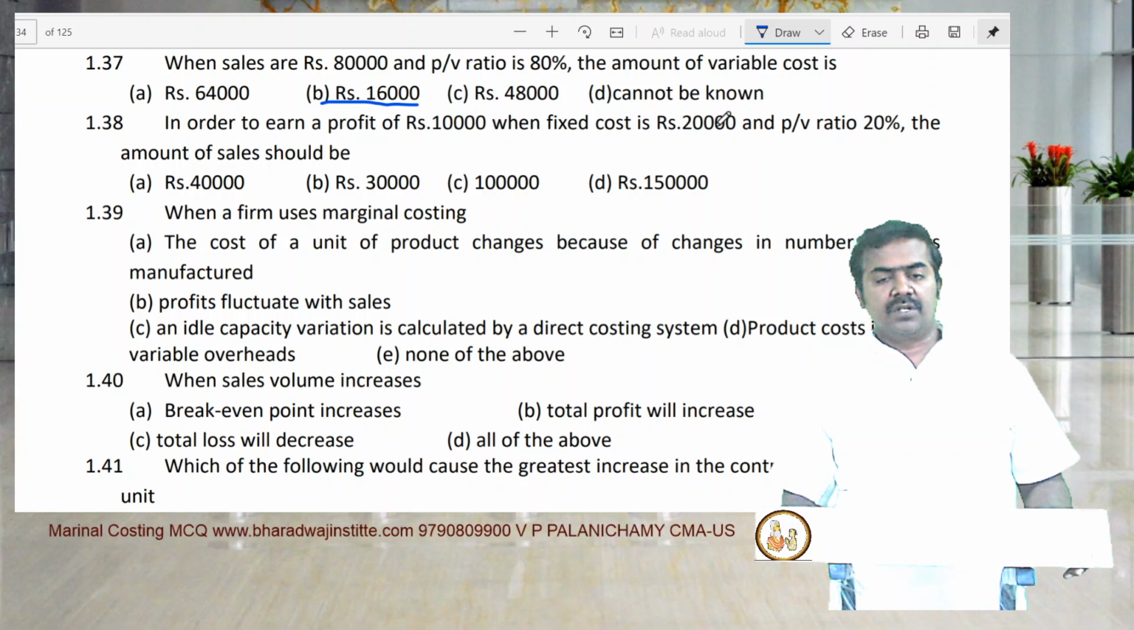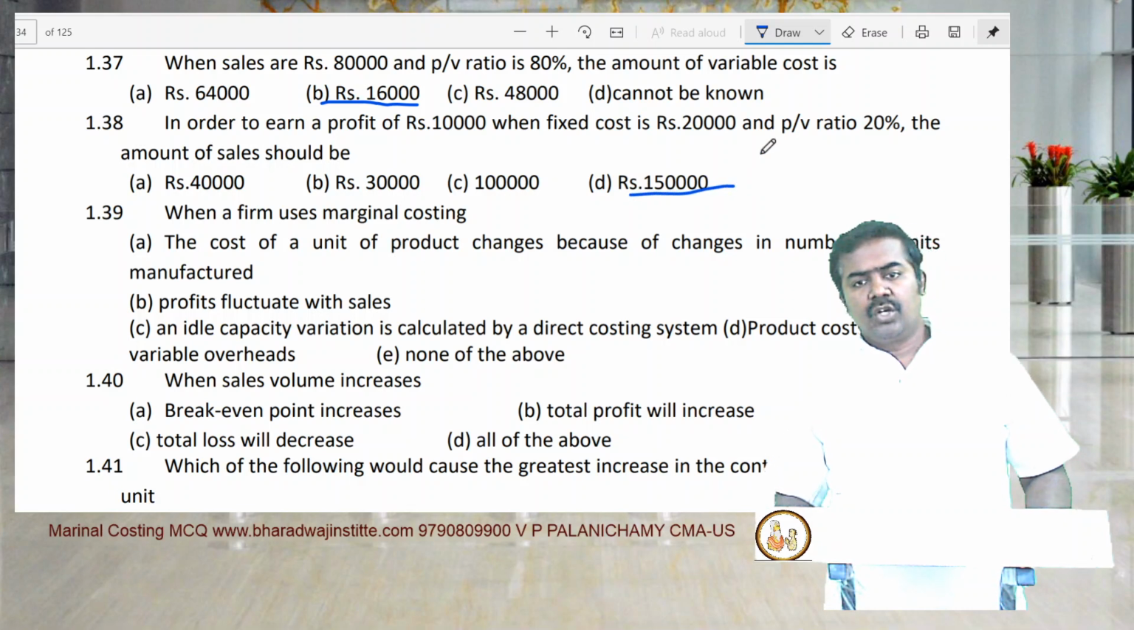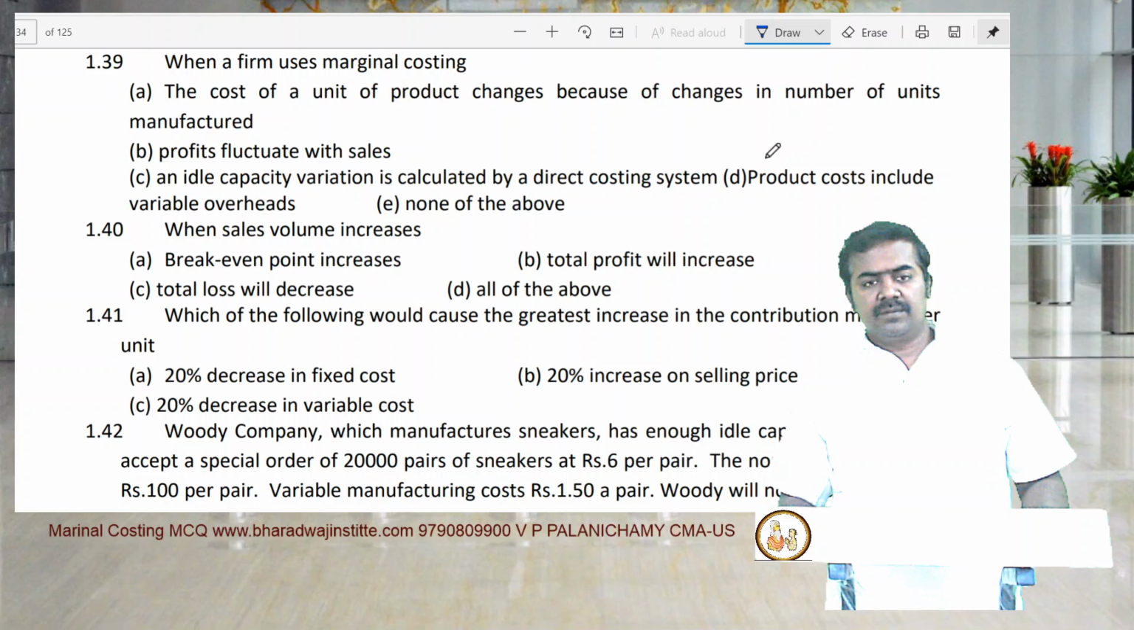10,000 plus 20,000, 30,000 by 20%, 1,50,000.